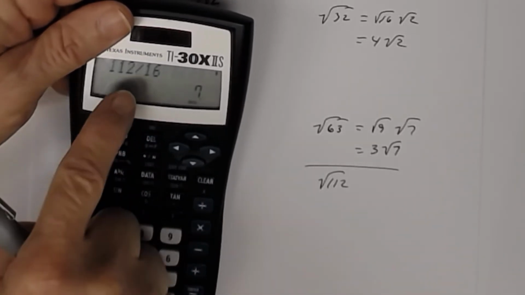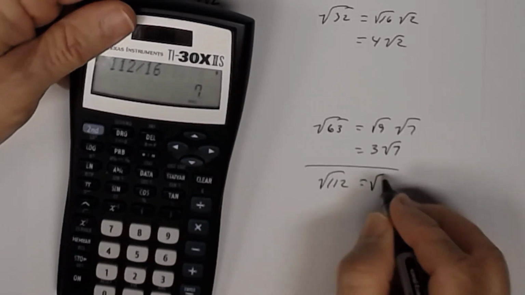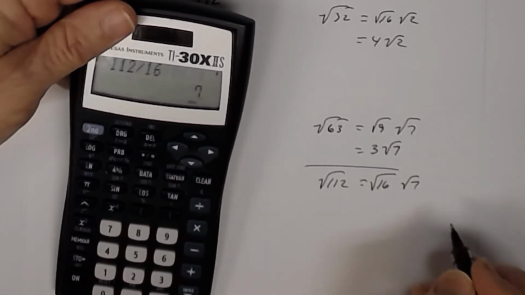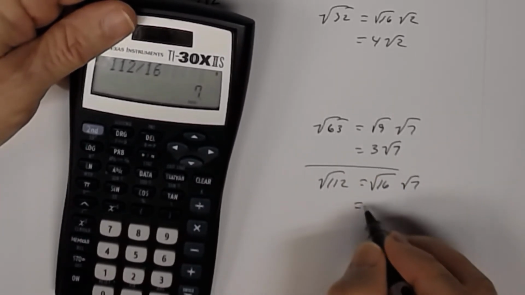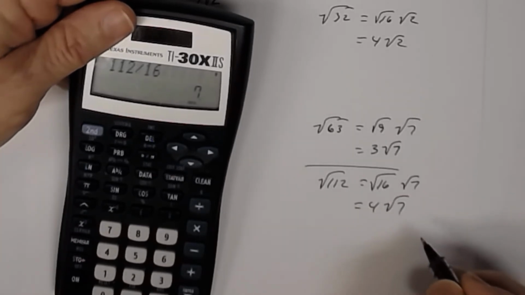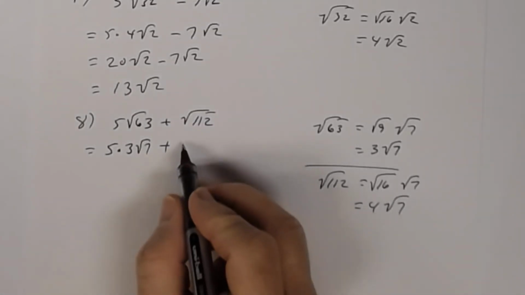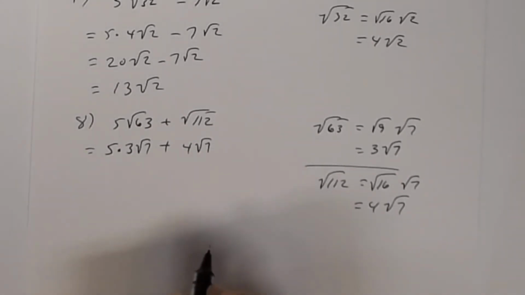And so there you go. So 16 is the largest perfect square. So the square root of 16 times the square root of 7. And the square root of 16 is 4. So you get 4 square root of 7. So that part is this, 4 square root of 7.